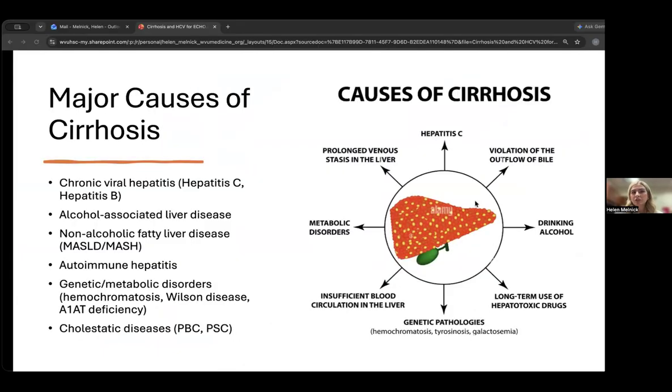So, what are the major causes of cirrhosis? The most common causes vary by region, but globally, viral hepatitis, especially hepatitis B and C, remain a major driver. In the United States, alcohol and MASH are leading causes, and then autoimmune hepatitis, cholestatic diseases like PBC and PSC, and genetic conditions such as hemochromatosis or Wilson's disease are also important contributors.